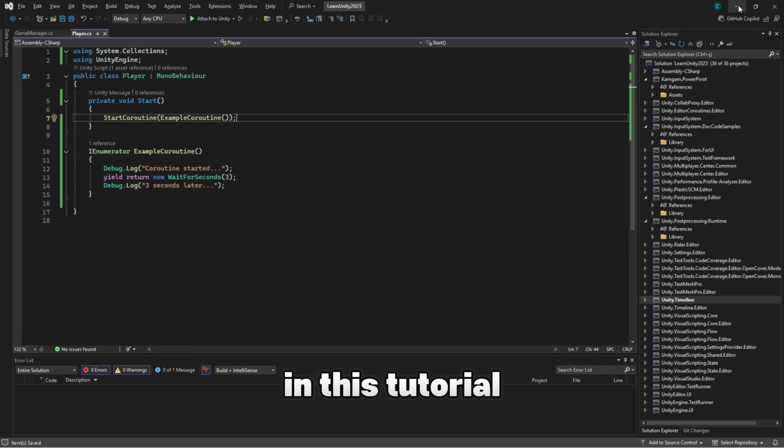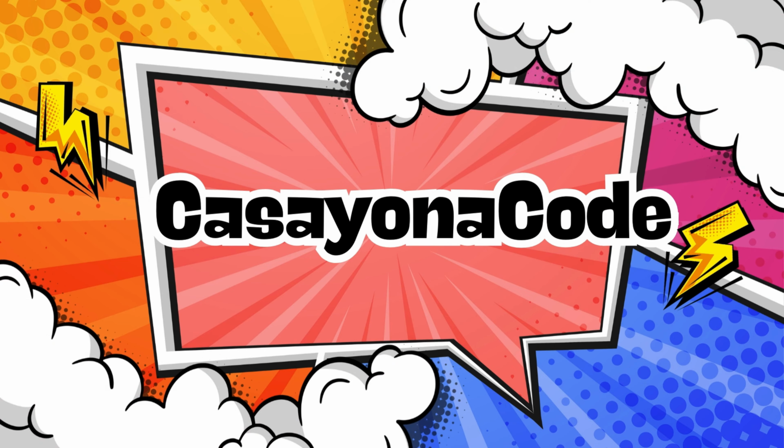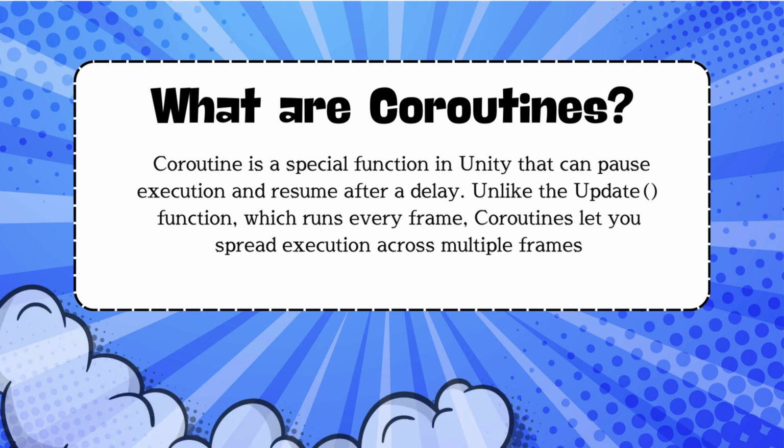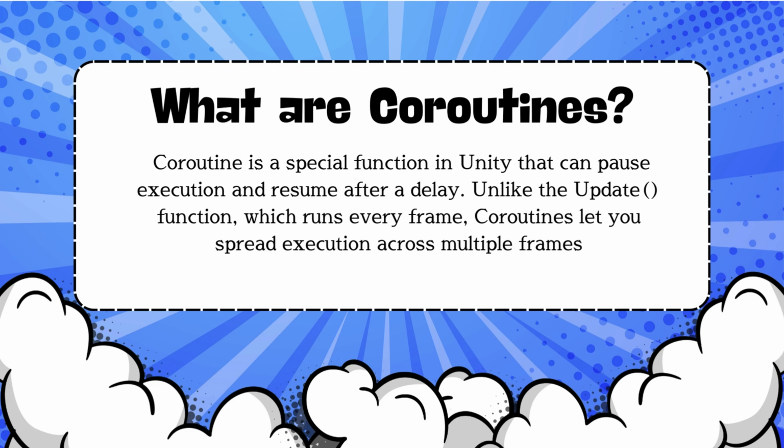Hello and welcome. In this tutorial, we will explore how to use coroutines in Unity to create timed. What are coroutines? A coroutine is a special function in Unity that can pause execution and resume after a delay. Unlike the Update function, which runs every frame, coroutines let you spread execution across multiple frames.